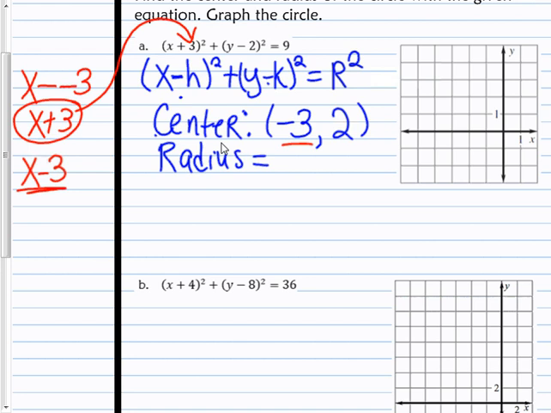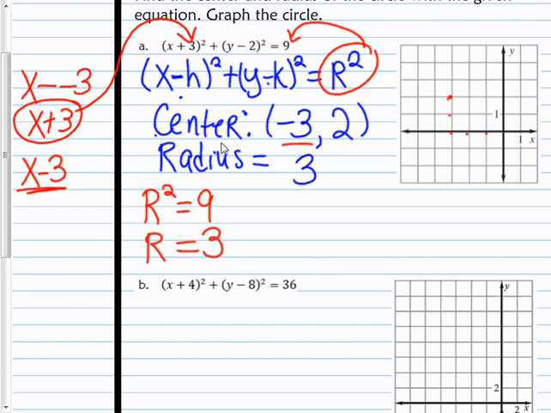So I'm going to graph that. Negative 3, 1, 2, 3, up to 2. Negative 3, 2. And then our radius. Our standard equation says it's r squared, and r squared is equal to 9. They replaced r squared with 9. I don't need r squared, I need r. The square root of r squared is r, and the square root of 9 is 3. So the radius is 3.